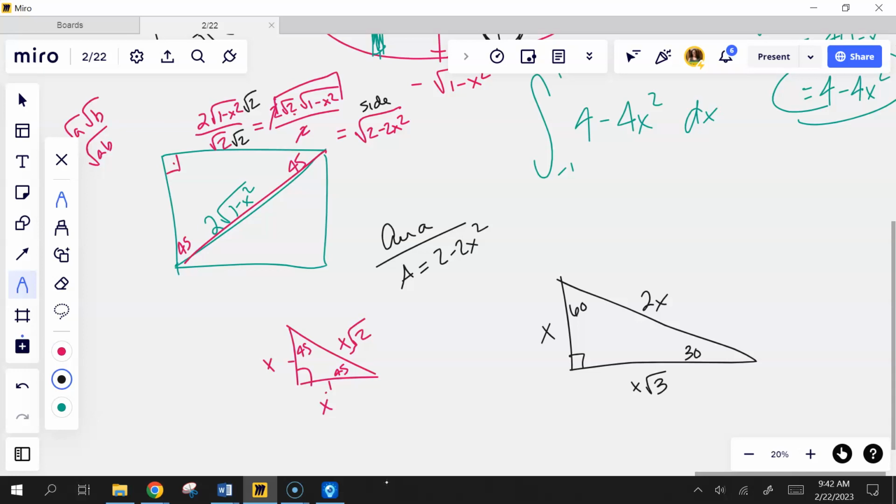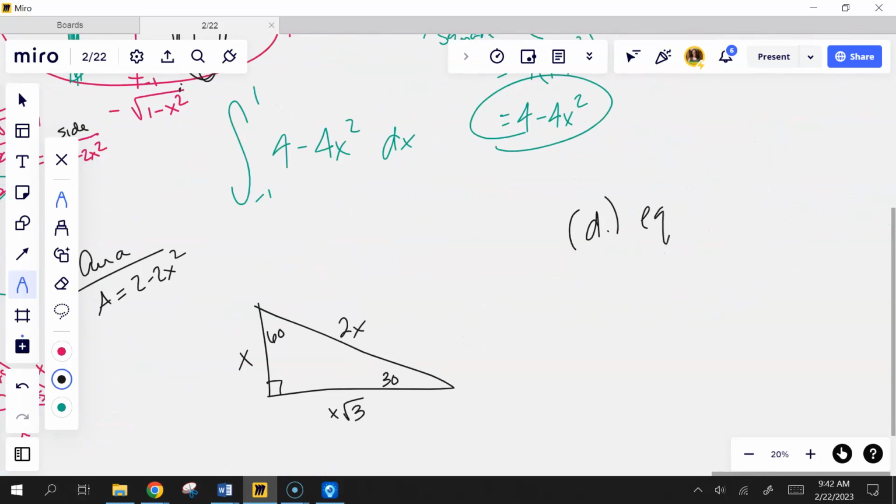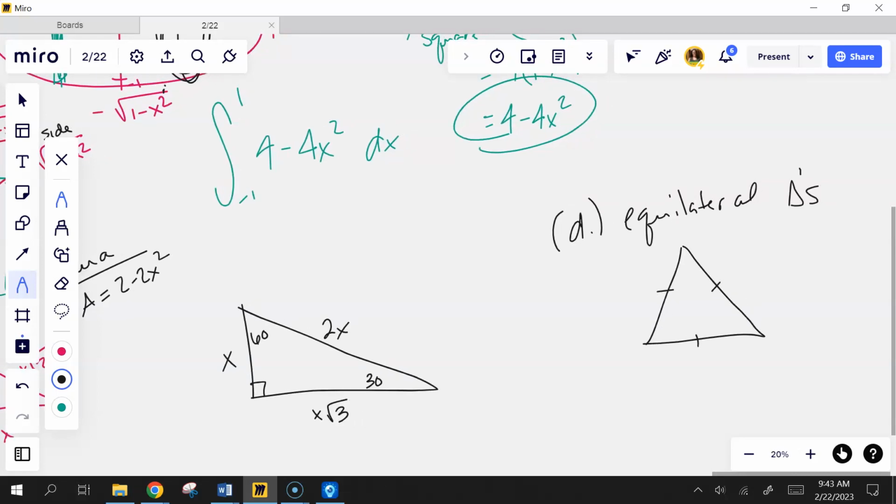So let's say that my cross sections are equilateral triangles whose base sits in the xy plane. So now I'm doing equilateral triangles. This is part D, by the way. Equilateral. All sides are the same. Well, I'm glad you asked. How do you find the area of an equilateral triangle? How do you find the area of a triangle?